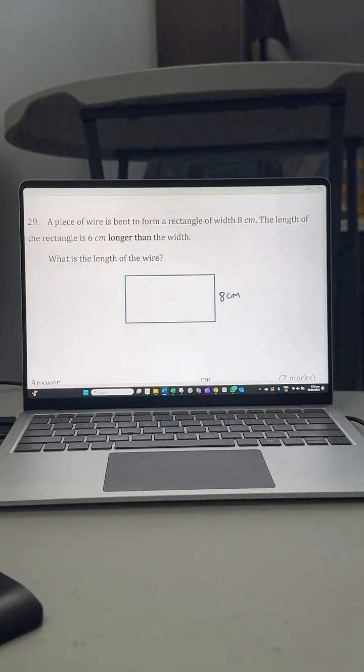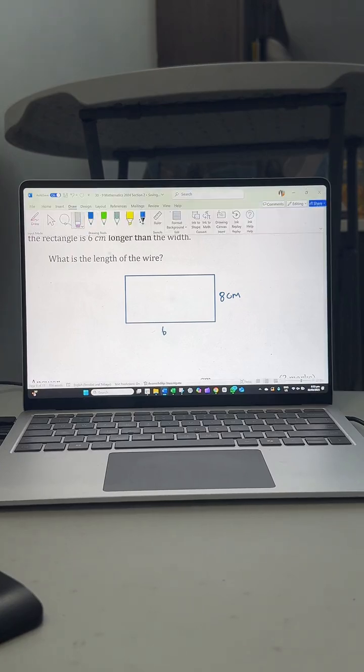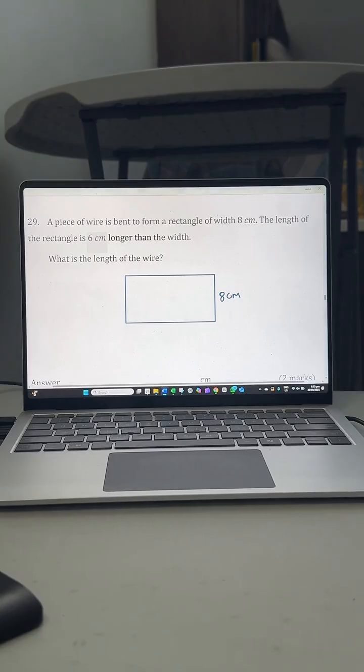A piece of wire is bent to form a rectangle with width 8 centimeters. So we know straight off the back, this is 8 centimeters. Agreed? So the length of the rectangle is 6 centimeters longer than the width. So this will be 6. So it would be 6 plus 8, which is equal to what? 14 cm is my length.